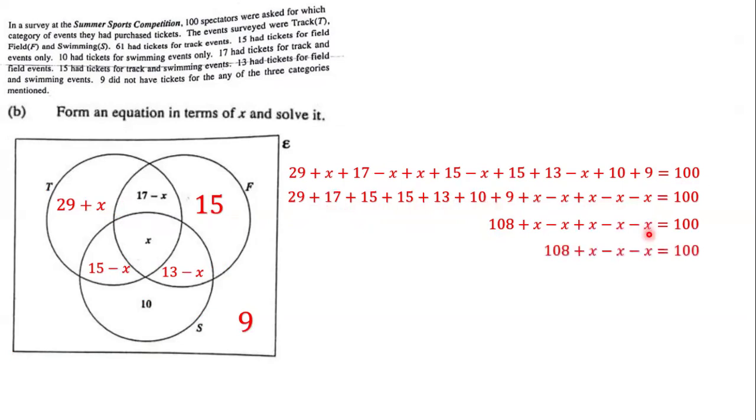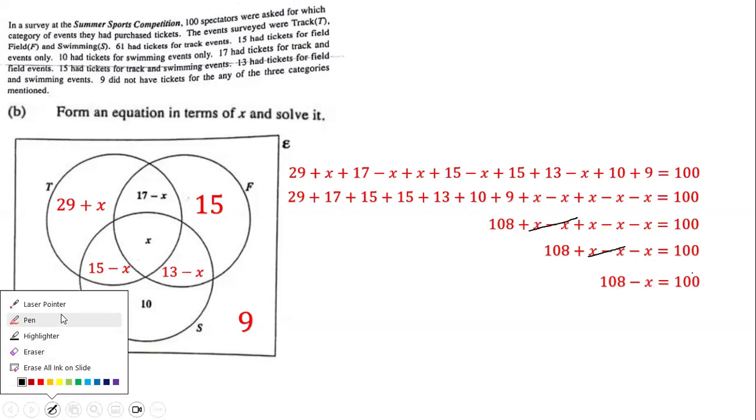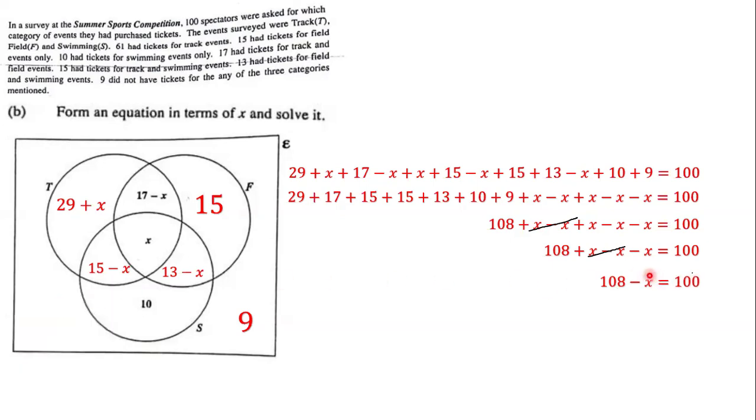And so what do we do? Well, we have x minus x, and we can cancel that out, that would be 0. And so we are left with x minus x minus x. We can cancel out this as well, so x minus x is still 0, and we are left with minus x. So we have 108 minus x is equal to 100. We're going to take 108 and turn it over the equal sign, and so we have negative x is equal to 100 minus 108.